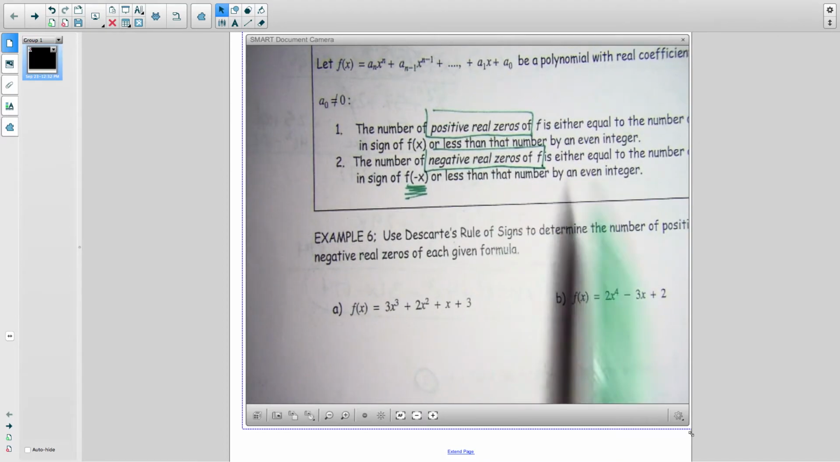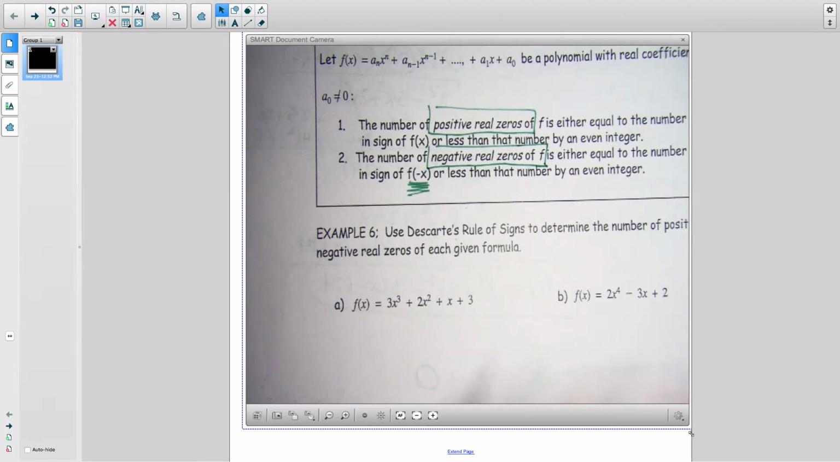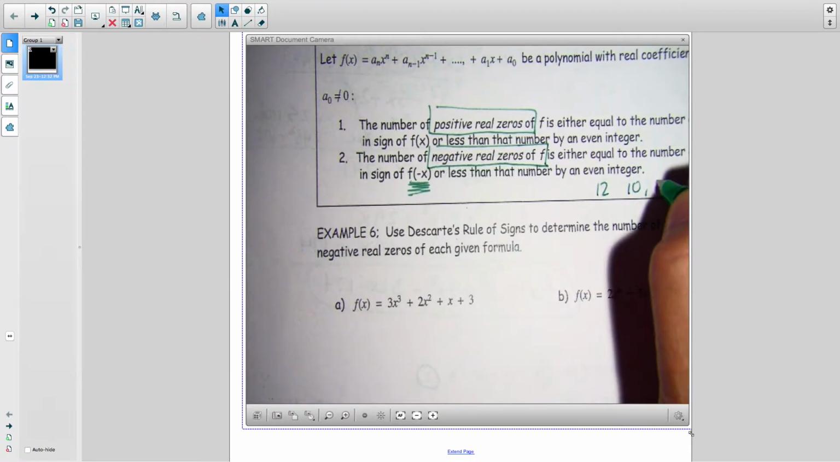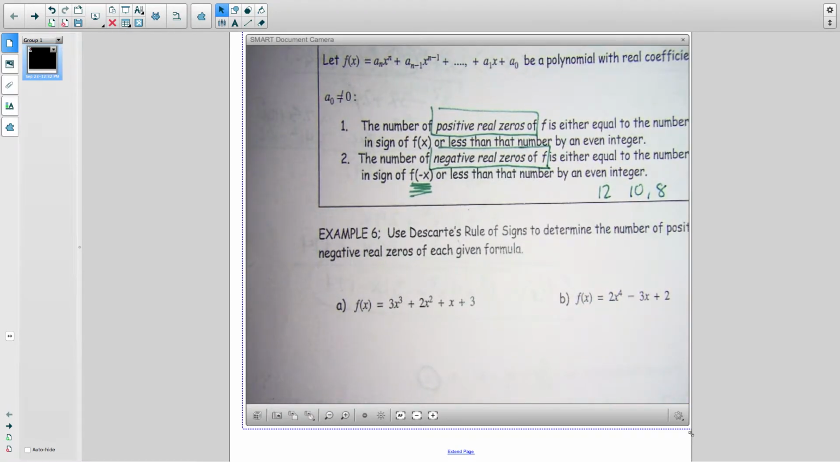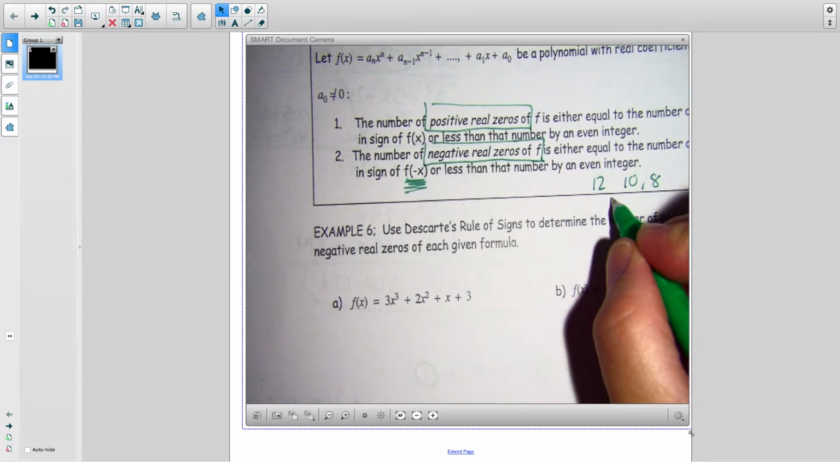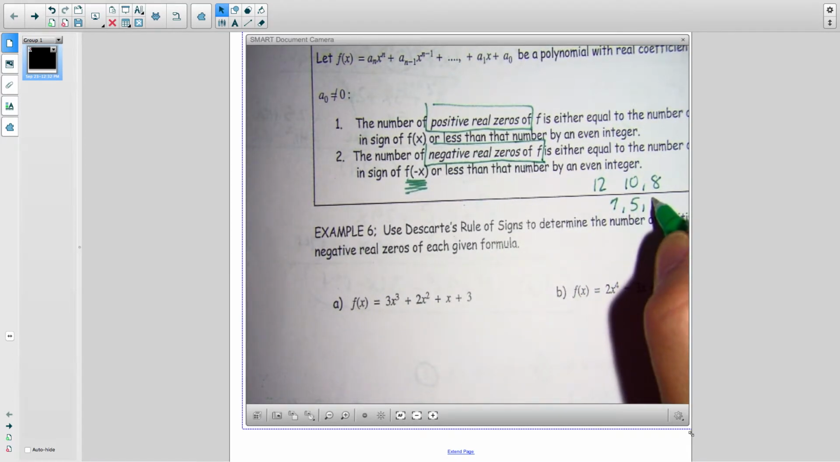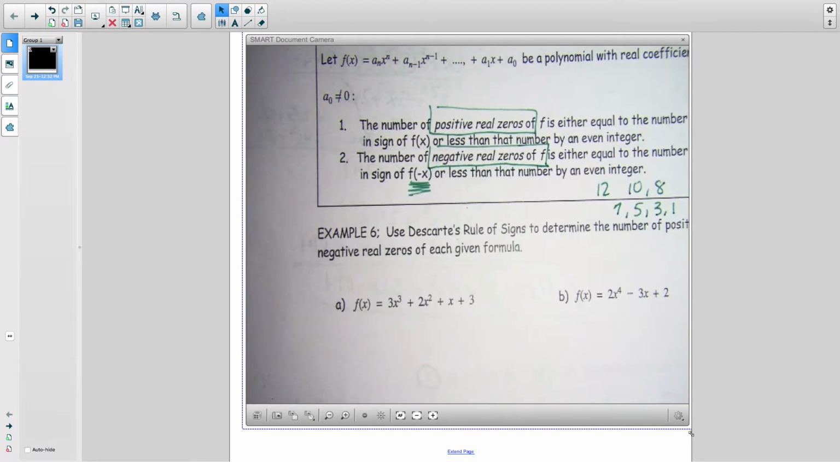So we're going to have to do a little bit more work. And then it says less by an even integer. If we get 12, then it's 10, 8. We just go down by 2. If we happen to get 7 sign changes, then it goes down by 2: 5, 3, or 1. That's a possible. We can't rule it down to exactly how many. We can come up with an estimate.